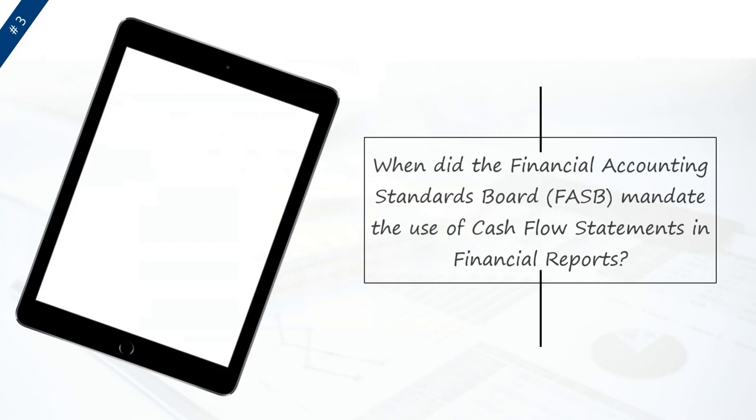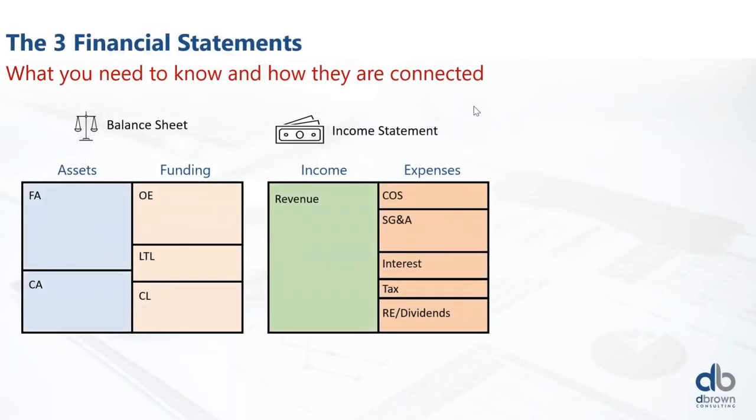Okay. The answer is 1987. So it's in 1987 that all businesses in the world were mandated to have the cash flow statement. So technically, it's not really a three-statement model, it's a two-statement model, balance sheet and income statement, because cash is somewhere else here. Who can point out where cash is? Can you just type in the chat?